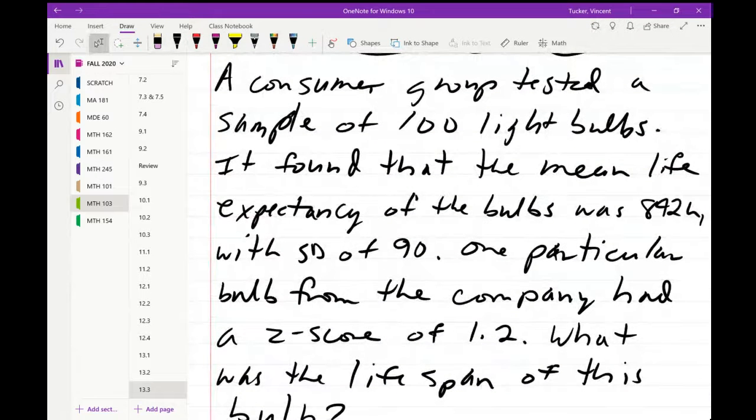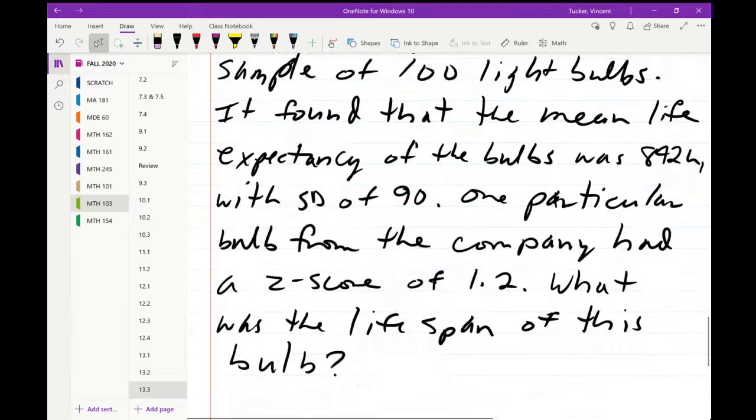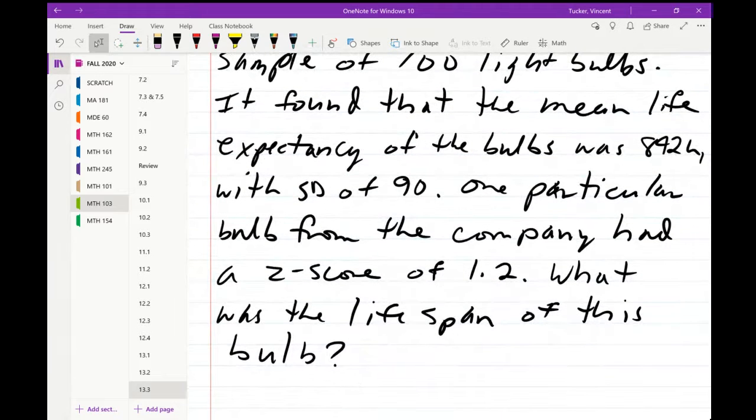All right, so a consumer group tested a sample of 100 light bulbs. It found that the mean life expectancy of the bulbs was 842 hours, with a standard deviation of 90. One particular bulb company had a z-score of 1.2. What was the lifespan of this bulb?